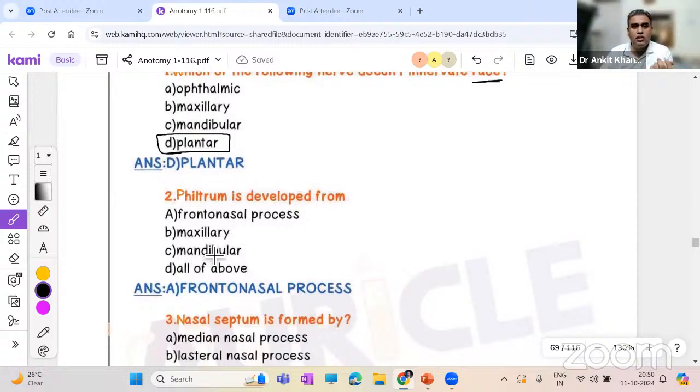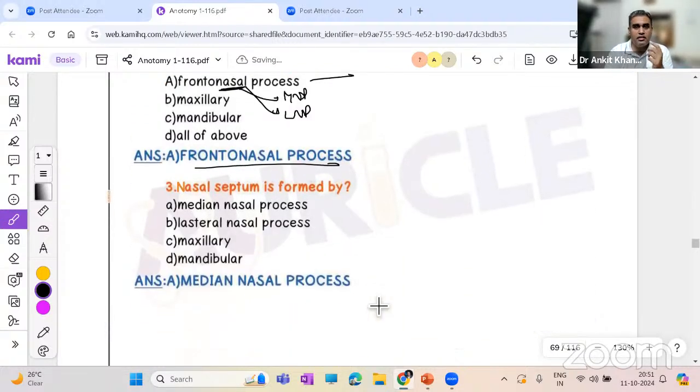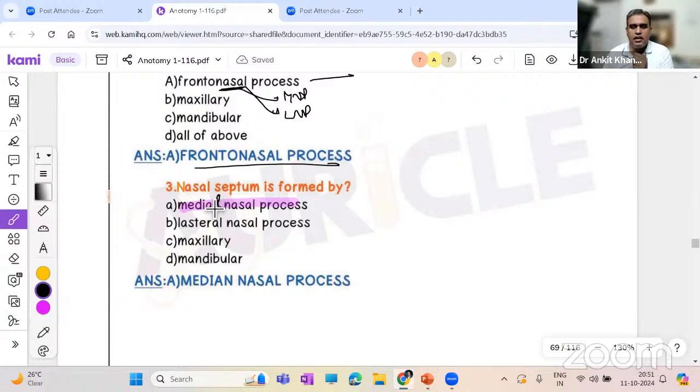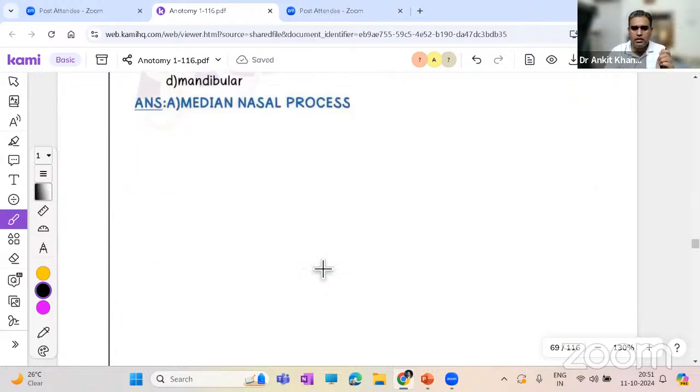Medial nasal is not in the options, but frontonasal is the one, because of the word nasal over here. It gives rise to both the medial nasal and the lateral nasal. So you can easily go with the frontonasal process. Nasal septum lies in the midline. Even if you don't have knowledge, guys, a lot of the time common sense is going to help you. Septum is in the middle, so it is the medial nasal process.